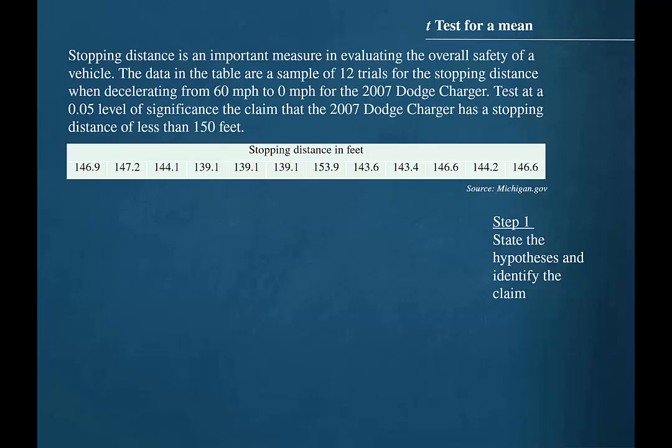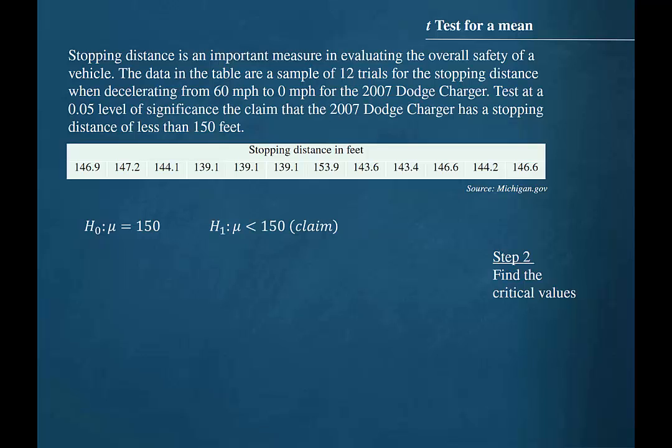Step 1 is to state the hypotheses and identify the claim. The claim is that the actual stopping distance is less than 150 feet. So this will be a one-tailed test to the left. Remember that the null hypothesis always contains the equal sign, so the claim in this case is in the alternative hypothesis. Since this is a one-tailed test to the left, the alternative hypothesis will be that the mean is less than 150.